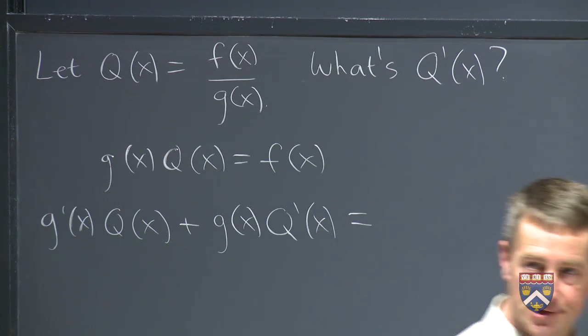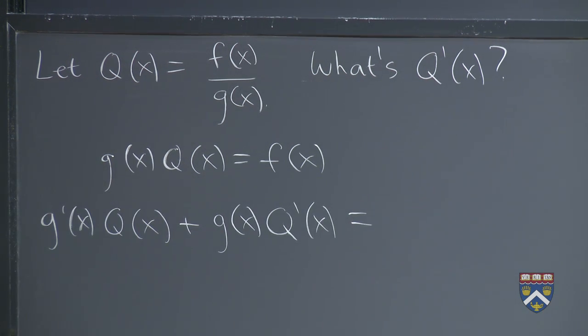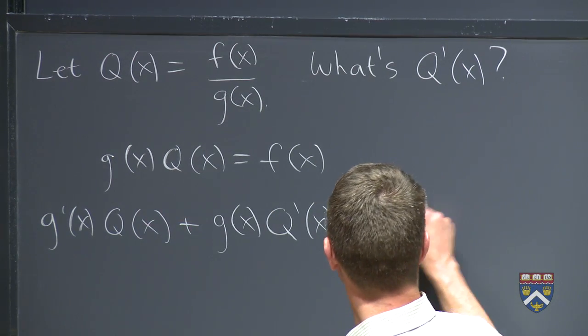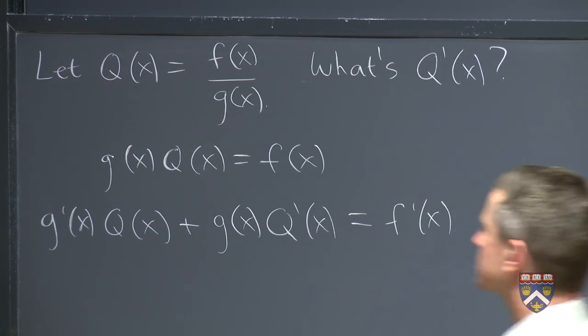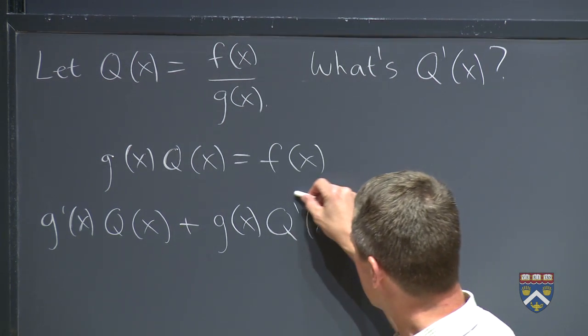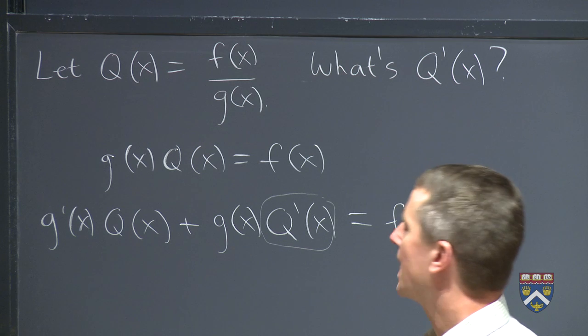And since this is an equation, if we want to maintain equality, you have to do the same thing on both sides. Since we took the derivative of the left side, we have to take the derivative of the right side. And remember, what are we trying to solve for here? We're trying to solve for q prime of x. So now it's an algebra problem.